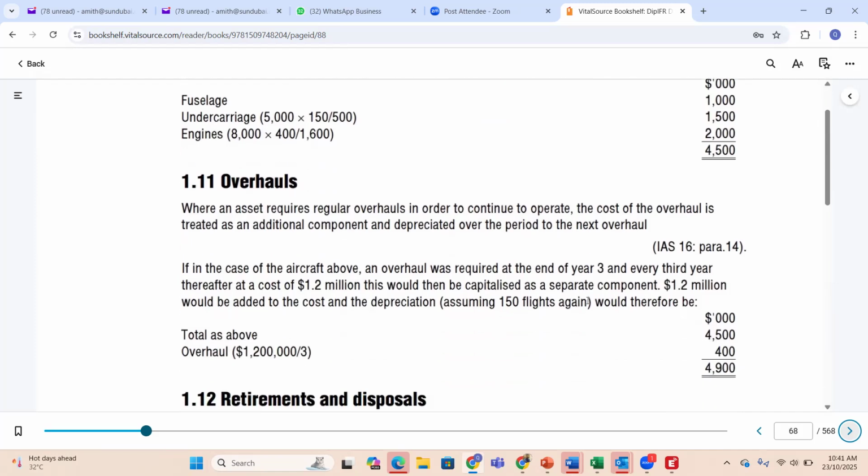So you have to capitalize the overhaul and depreciate it over its useful life. Like engine oil. Engine oil you have to change every 6 months, so it is not more than 1 year. So we will not be treating it as PPE. So 6 months, 1 year, engine oil.